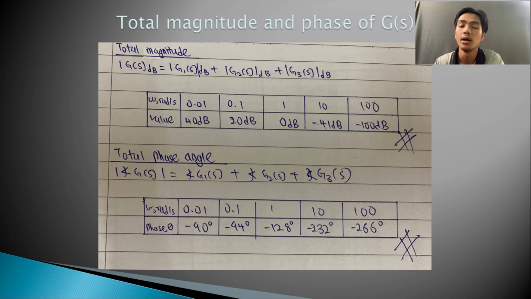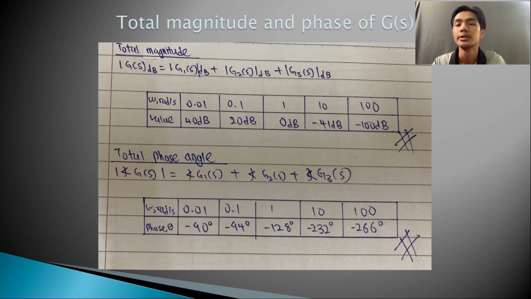At the given radian frequency of 0.01, the total magnitude is 40 decibels. At 0.1 radians per second, the total magnitude is 20 decibels, and at 1 radian per second, the total magnitude is 0. At 10 radians per second, the total magnitude is negative 41, and lastly at 100 radians per second, the total magnitude is negative 100 decibels.